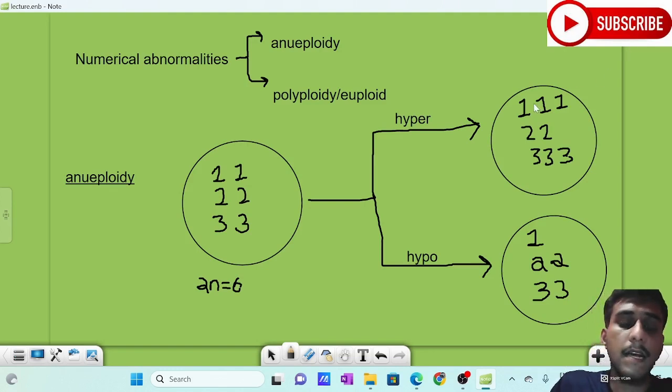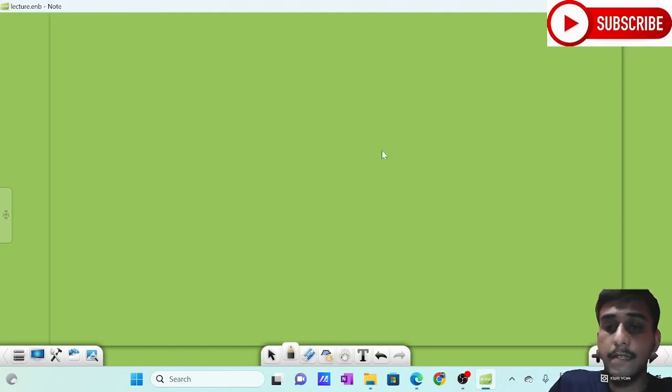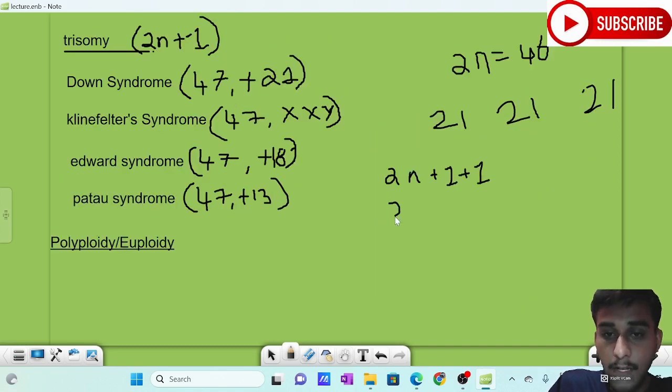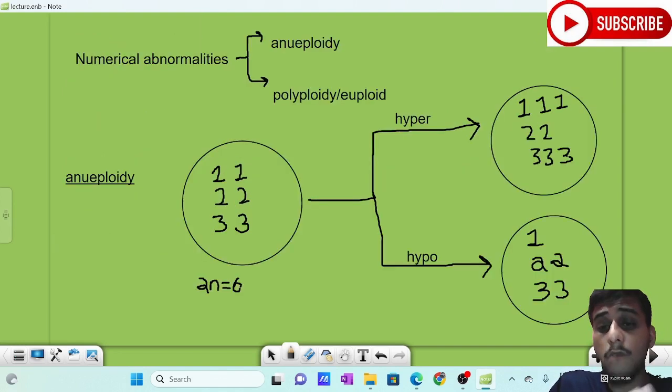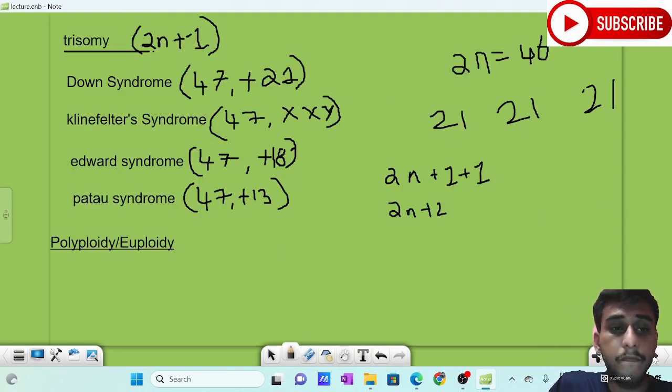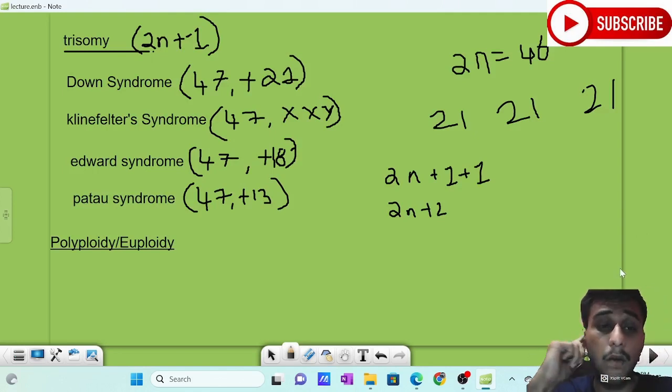Next is tetrasomy. Tetrasomy is 2n plus 2, which means two chromosomes have been increased and the two chromosomes are the same. The two chromosomes are the same, which means a two-chromosomal increment. This is the case of tetrasomy.